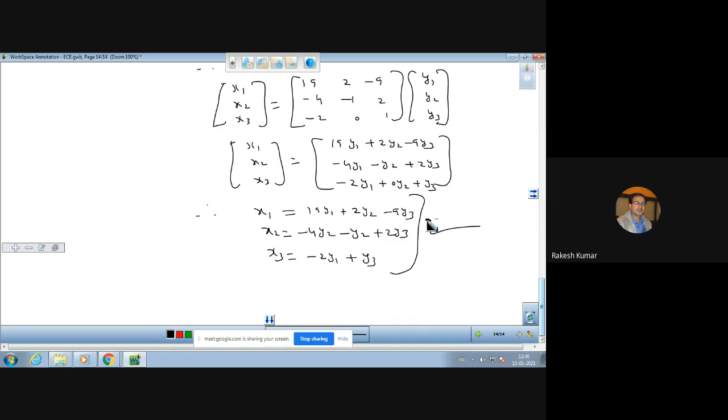So by this way, we can easily check whether the transformation is a regular transformation and also be able to find out the inverse transformation. This is very important that we have.